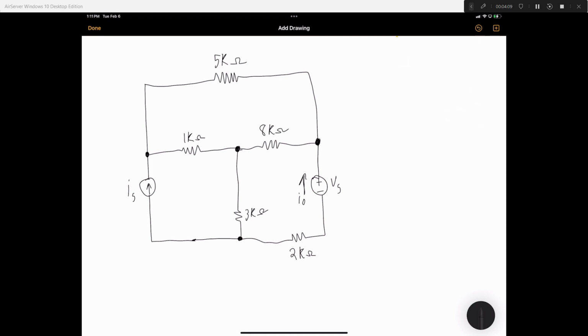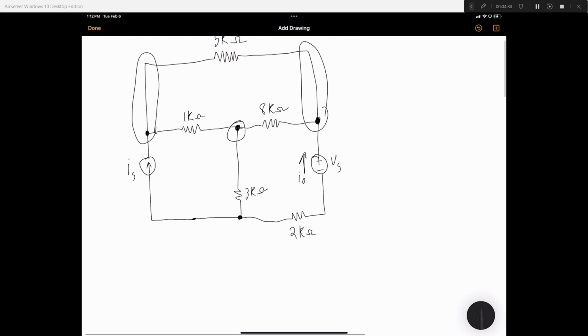Alright. So we have our circuit here. The first step we can take for the node voltage method is to find the essential nodes. Essential nodes are nodes with 3 or more elements. For example, here is an essential node, here, and here. This would not be one because it's only 2.